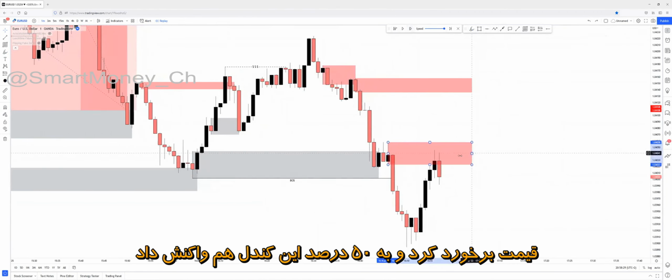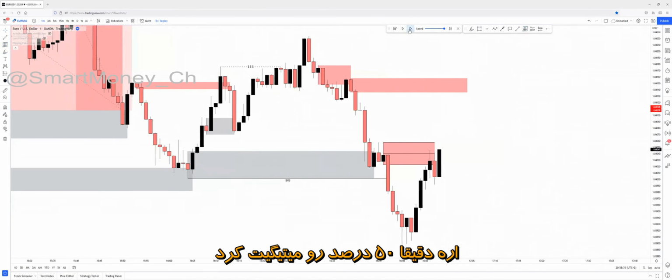Tap has happened, and there's a reaction on the 50% of this candle. Yeah, perfect 50% mitigation.